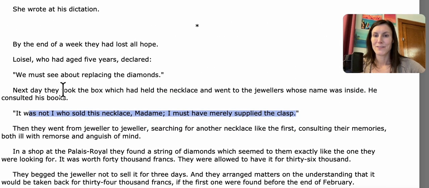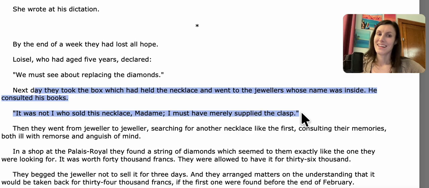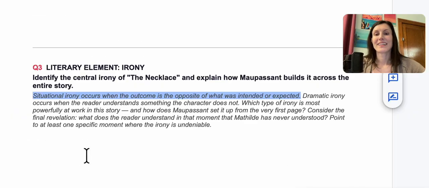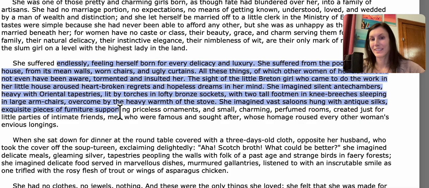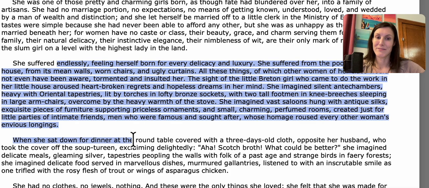So they go to this jeweler, because that's the name on the box, and then he consults his books and it's showing he never sold that necklace, that you could start to say was foreshadowing that the necklace is fake, because why wouldn't he have a record of selling the necklace? So you could say that is ironic, and it leads to our final twist at the end that the necklace was fake. Also say the irony that in the beginning, she really was not that bad off financially.